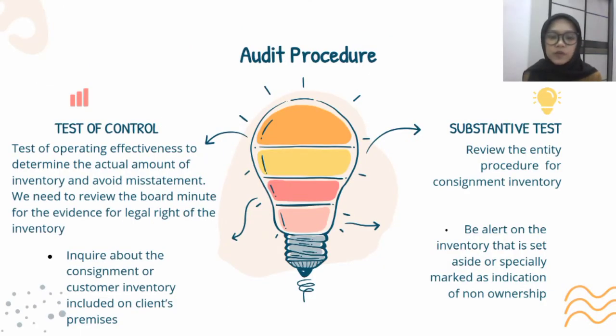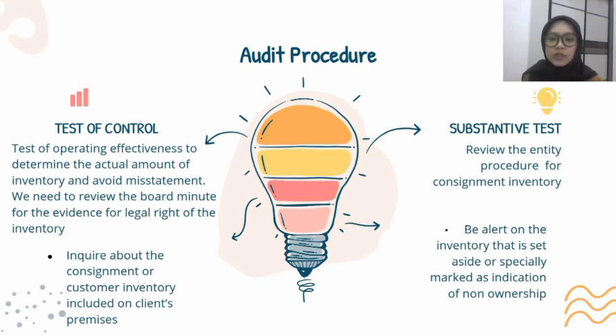The audit procedure for rights and obligations is firstly test of control. We need to test the operating effectiveness to determine the actual amounts of the inventory and to avoid misstatement. We need to review the board minutes for evidence of legal right or title of the inventory. We need to inquire about consignment or customer inventory included on the client premises. We need to be alert to inventory that is set aside or specially marked as an indication of non-ownership.